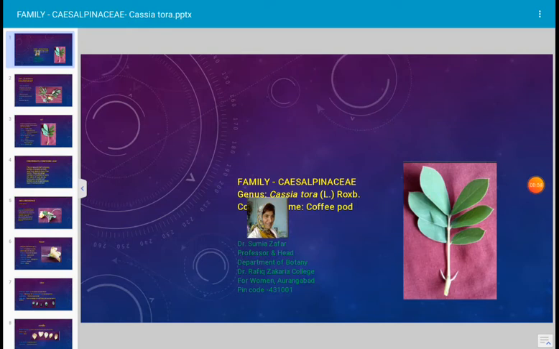Today's topic for discussion is a description of a flowering plant. Its botanical name is Cassia tora. This Cassia tora is commonly called coffee pod. Okay, and its family is Cisalpinaceae.